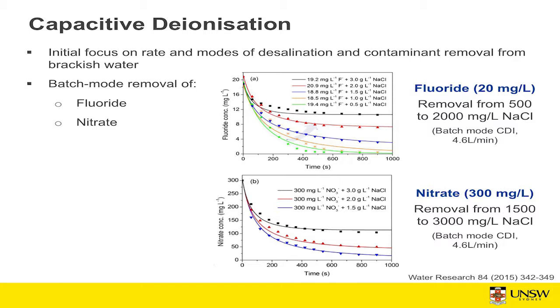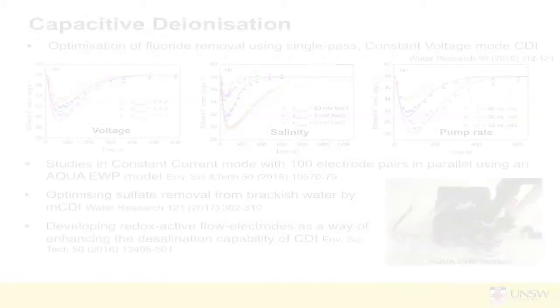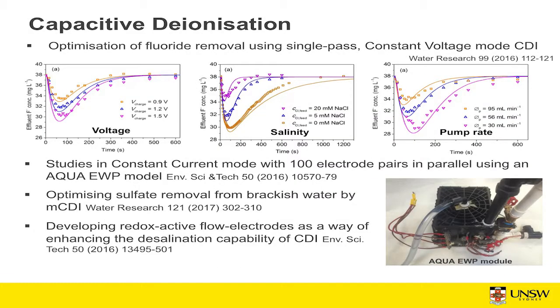Waters from 500 parts per million up to 3,000, and you're still getting reasonable removal of fluoride and nitrate. So it certainly caught our interest in terms of a technology that we wanted to continue with. This has then evolved into a whole range of different studies, mostly around optimising contaminant removal based on the different configurations of CDI. I've listed a few there. And again, the publications are probably the best source of information at this stage.